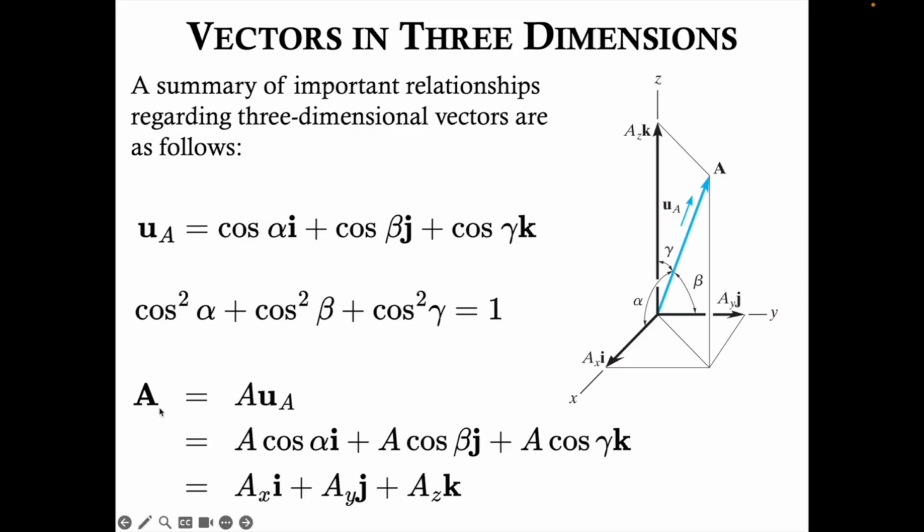So we have another important identity where cosine squared alpha plus cosine squared beta plus cosine squared gamma must equal 1. And then furthermore, vector A, any vector at all, can be expressed as its magnitude times the unit vector in its direction. That would also be equal to scalar A times cosine alpha i hat plus scalar A times cosine beta j hat plus scalar A times cosine gamma k hat. That equals scalar Ax times i hat plus scalar Ay times j hat plus scalar Az times k hat.